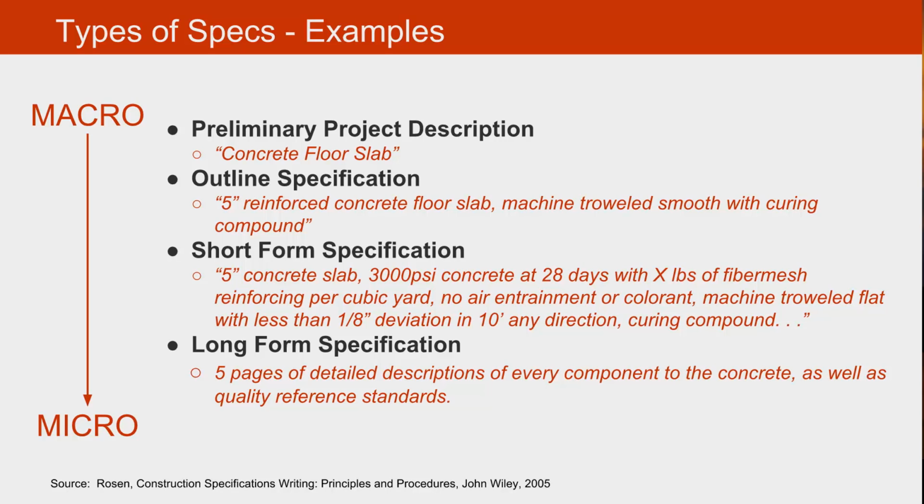The short form specification, which you might use for your small project, will say 5-inch concrete slab, 3,000 psi concrete at 28 days with so many pounds of fiber mesh reinforcing per cubic yard, no air entrainment or colorant, machine troweled flat with less than 1/8 inch deviation in 10 feet in any direction, curing compound, and you get the message. And then finally, the long form specification, 5 pages of which I shall not recite at this particular time, but will have detailed description of every component to the concrete, the gravel, the sand, the aggregate, the cement, everything you can possibly imagine in all of its gory detail.